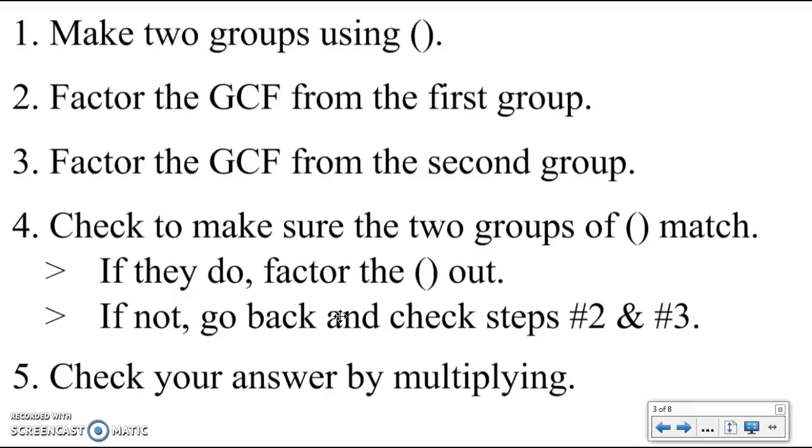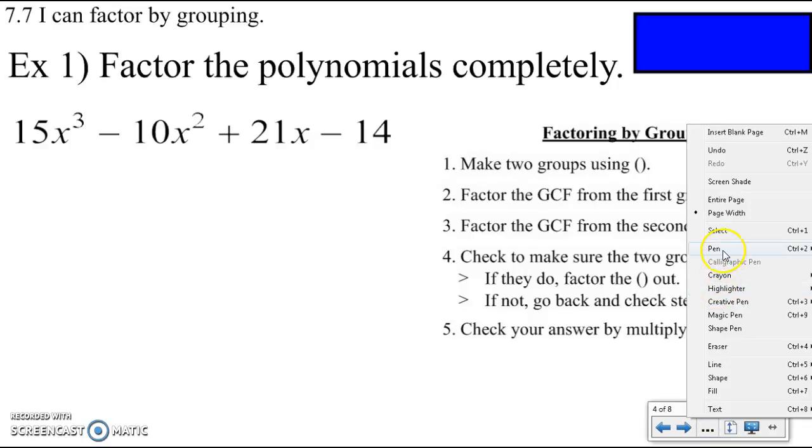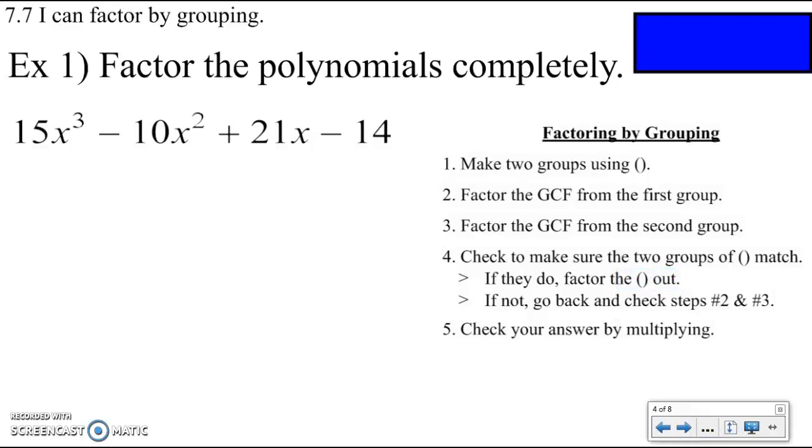If it does, we can continue on. If it doesn't, we have to go back and check. Then check your answer by multiplying. So these 5 steps are off to the right here for this first problem, so we can kind of follow along as we go. So the first step says to make two groups.